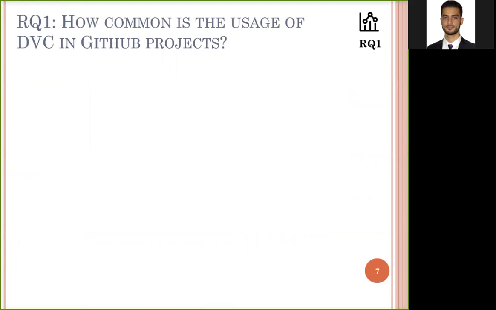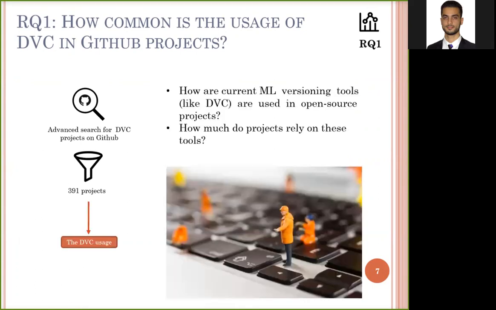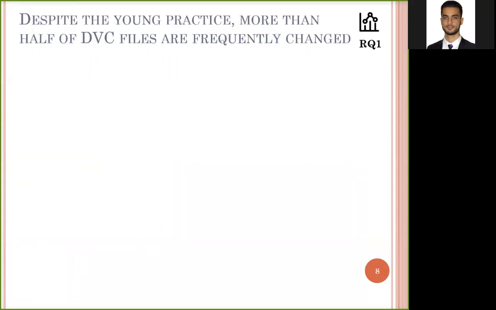Our first research question is to look at how common the usage of DVC is in GitHub projects. To do so, we ran an advanced search on GitHub looking for DVC projects to find out how widely machine learning versioning tools like DVC are used in open source projects, and how much the projects rely on these tools.